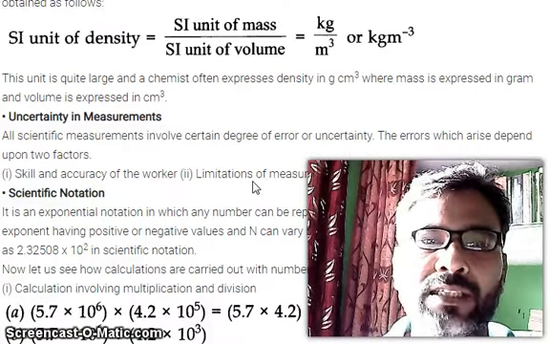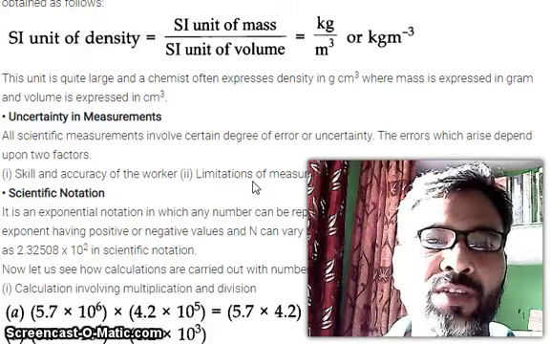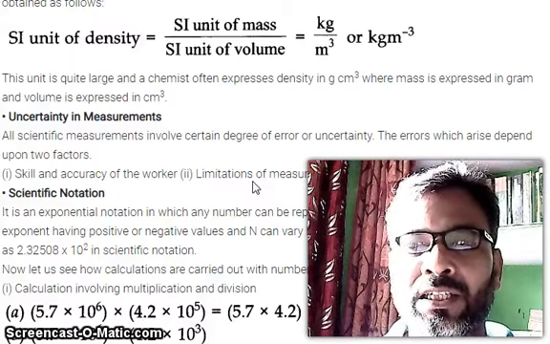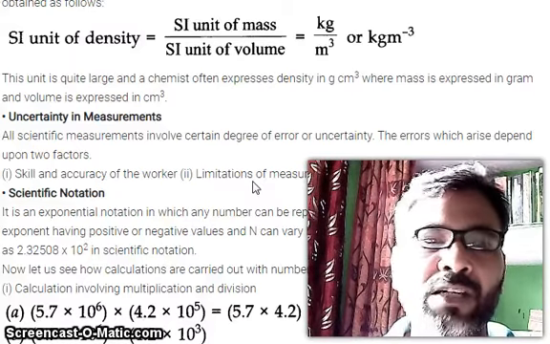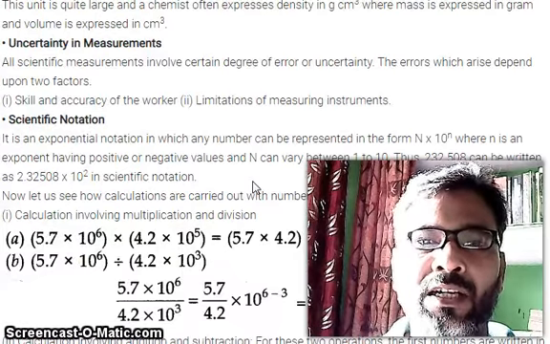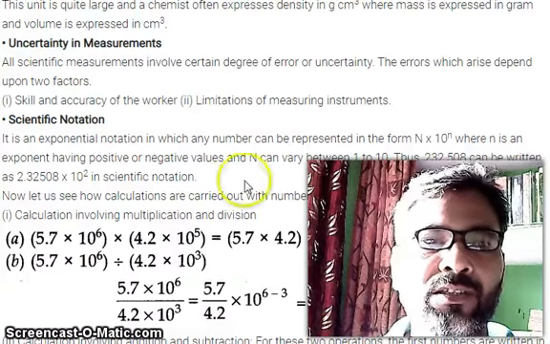What is uncertainty in measurement? All scientific measurements involve a certain degree of error or uncertainty. The errors which arise depend upon two factors: the skills and accuracy of the worker, and limitations of the measuring instruments.